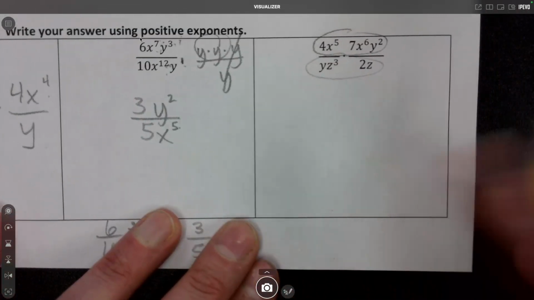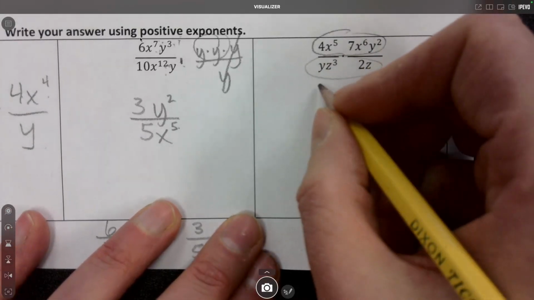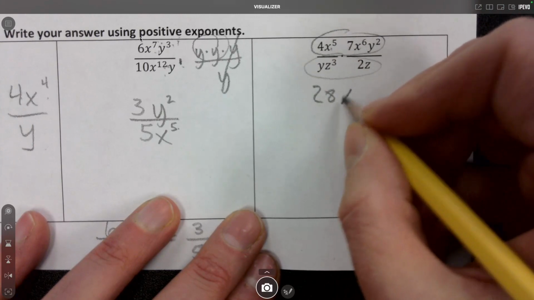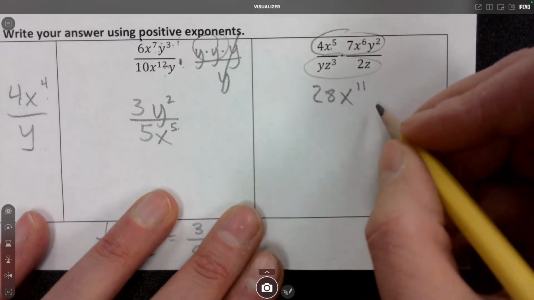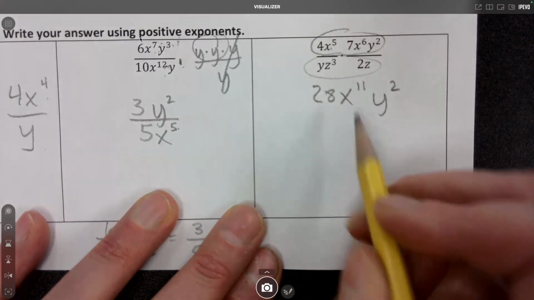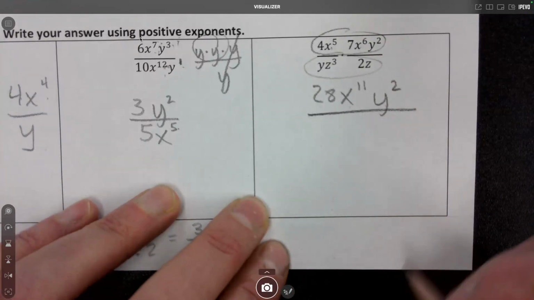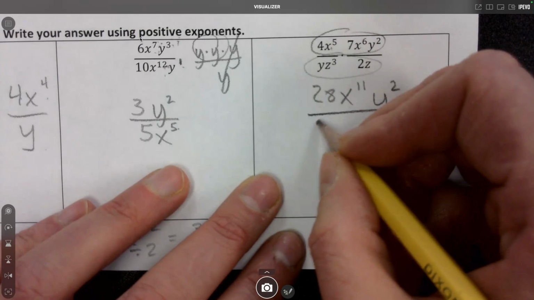So when I multiply here, first 4 times 7 makes 28. I have x to the fifth, I have x to the sixth. That's going to be 11 factors of x, and there's just a y squared. So I did numbers, then x's, then y's. So in my denominator, I want to do numbers first. Well, there's a 2, so let's write down 2.